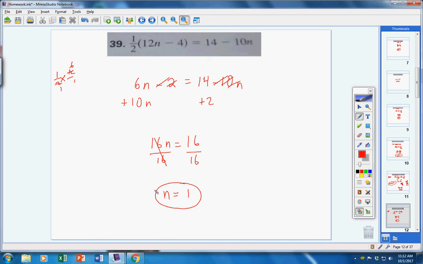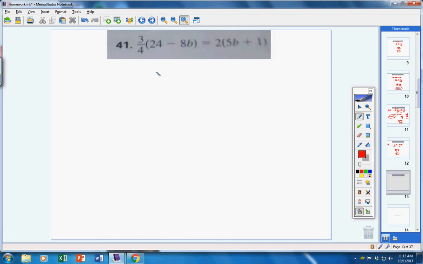Alright? Alright, number 41. Step 1, simplify both sides. Take your 3/4, multiply it through. 3/4 times 24 is 18. Right? 3/4 is 24 over 1. 4 goes to 24 6 times, 18, okay? 3/4 times negative 8, negative 6b. Take your 2, multiply it through. 2 times 5 is 10b. 2 times 1 is 2.